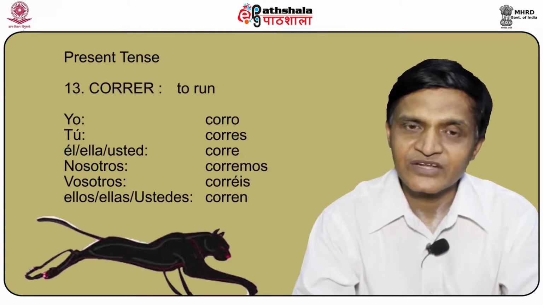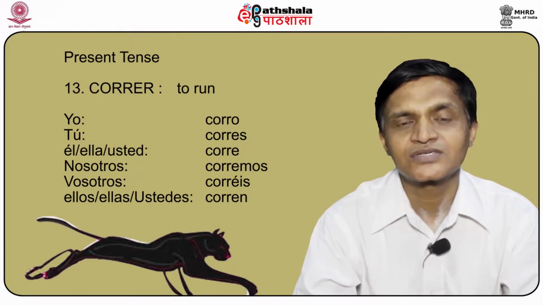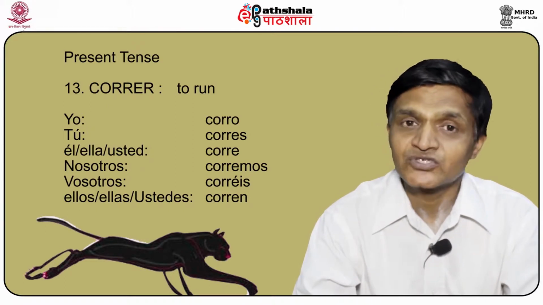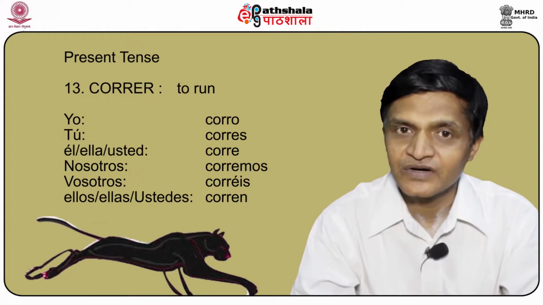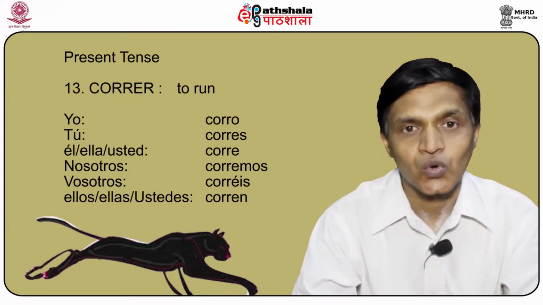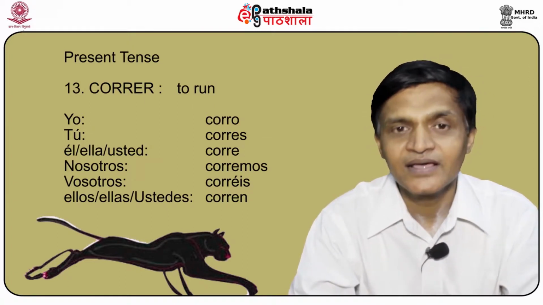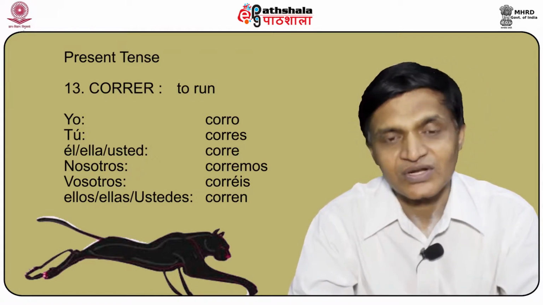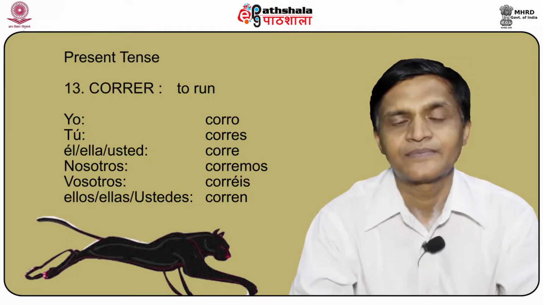Correr is another verb that we're going to be talking about today, and it is also an important verb because it is a physical activity that many of us do. Correr means to run, and it is also an ER ending verb, and it is a regular verb. So the conjugation of correr is yo corro, tú corres, él, ella, usted corre, nosotros corremos, vosotros o vosotras corréis, and ellos, ellas, and ustedes corren.